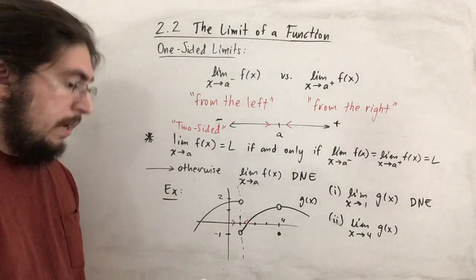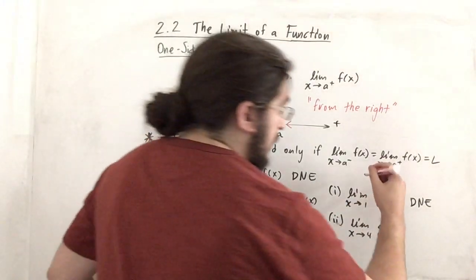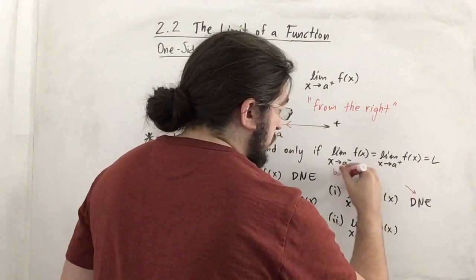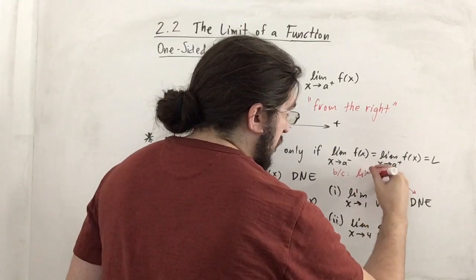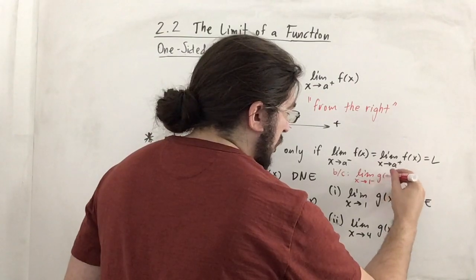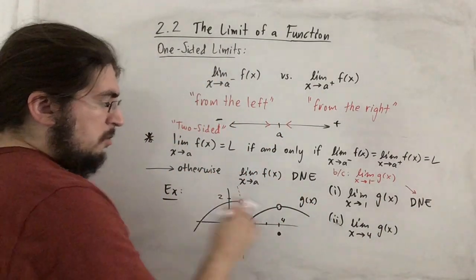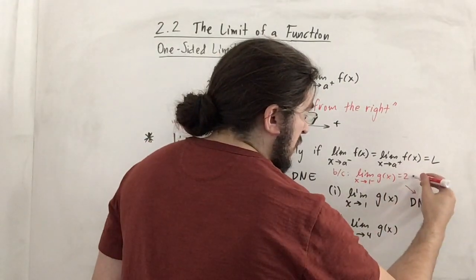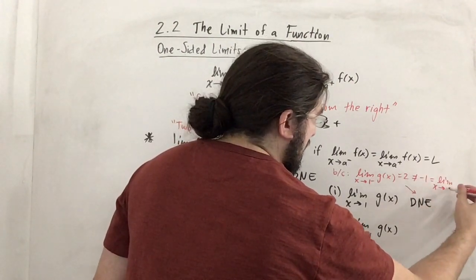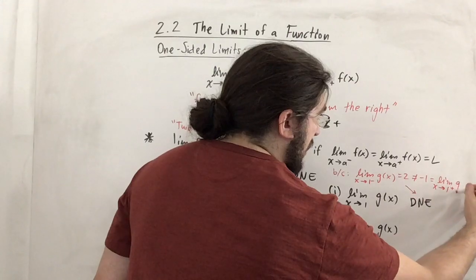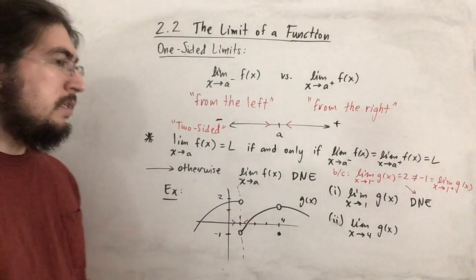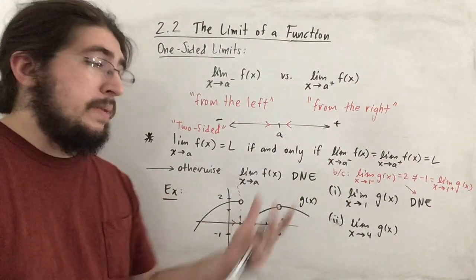So the only reason why that's true for 1 is because, let me write here, the limit from the left is equal to 2, and that's not equal to -1, which is the limit from the right. So the limit as x goes to 1 from the right of g of x. Perfect. Okay, good. So since the limits from the left and right are not equal, then the limit doesn't exist.